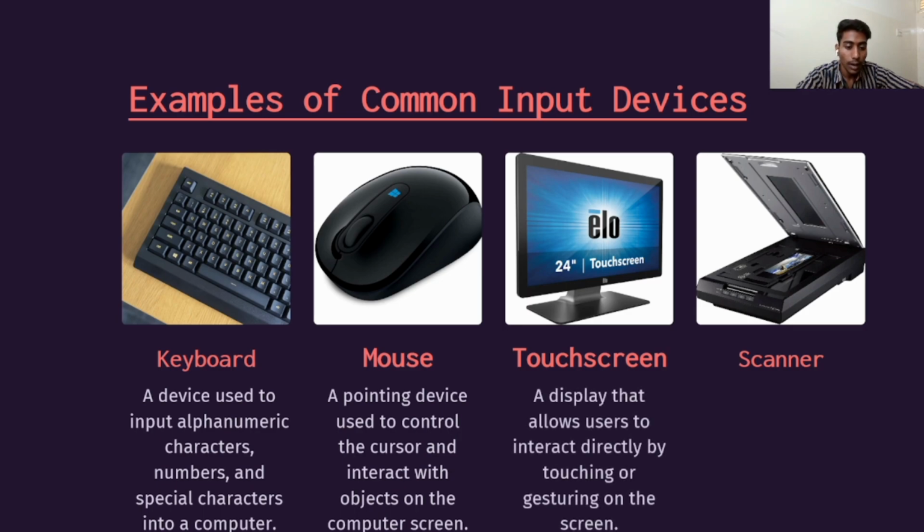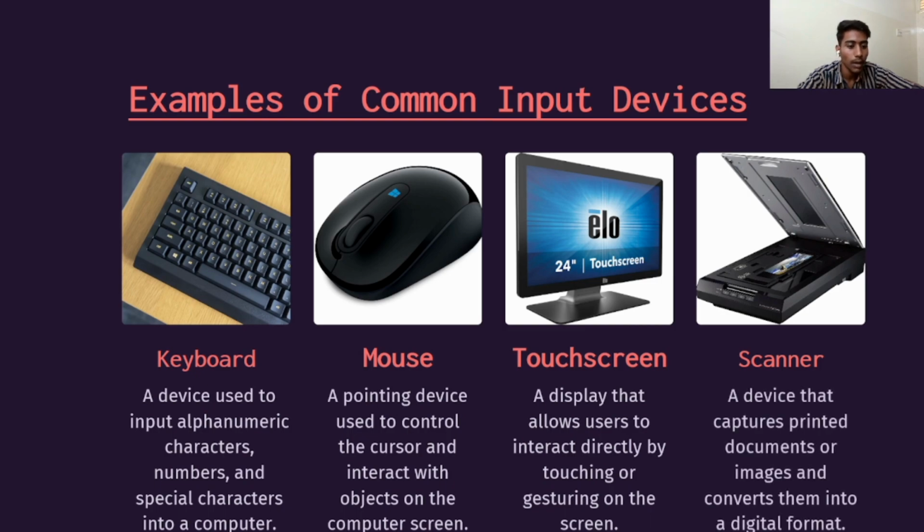What is meant by touchscreen? It is a display that allows users to interact directly by touching or gesturing on the screen. And the last, what is scanner? It is a device that captures printed documents or images and converts them into a digital form. So these are the common examples of input devices.